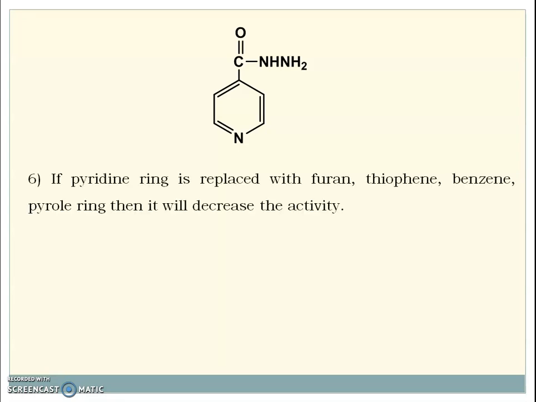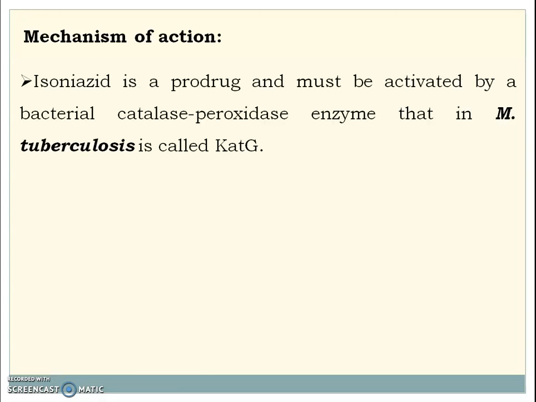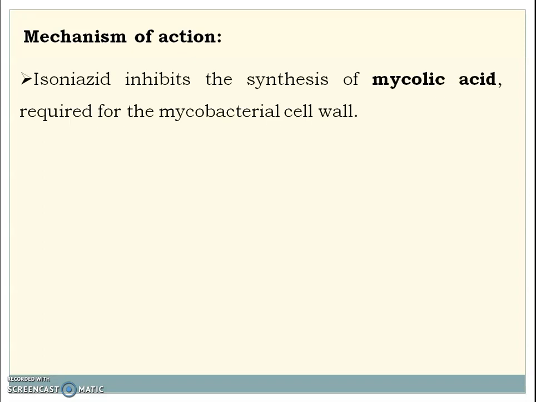If the basic pyridine ring is replaced with furan, thiophene, benzene, or pyrrole ring, then activity decreases. Mechanism of action of isoniazid: it mainly inhibits the synthesis of mycolic acid required for the mycobacterial cell wall. Means the mycobacterial cell wall consists of mycolic acid, and isoniazid will inhibit the mycolic acid synthesis.